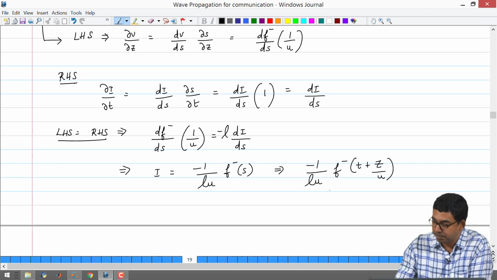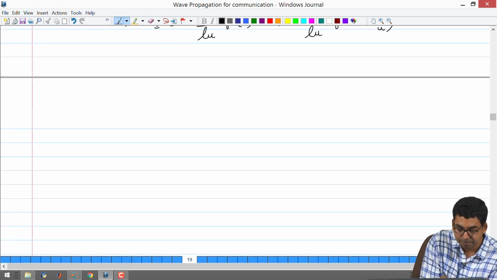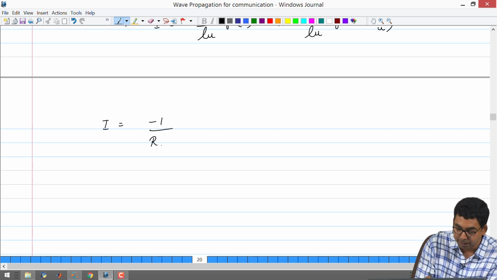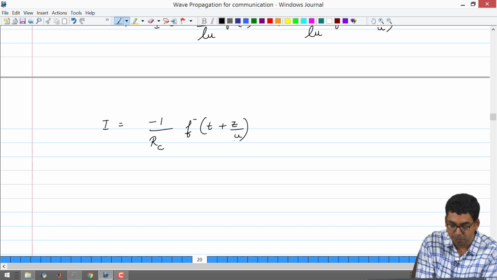So in other words, okay, I is going to look like minus 1 by Rc, where Rc is the characteristic resistance of your transmission line, times f minus of t plus z by u. Okay. You could also write this down as minus 1 by Rc times V of z comma t.